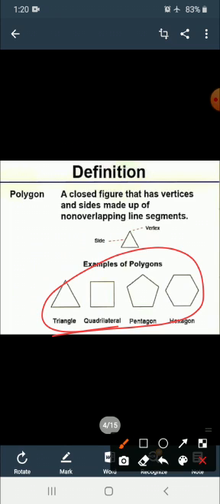For example, take a circle. It does not have any opening point, so it satisfies the condition of being a closed curve, but it is not satisfying the rest of the definition. It does not have any vertices and it does not have any sides, and it is not made up of line segments. So this cannot be called a polygon.